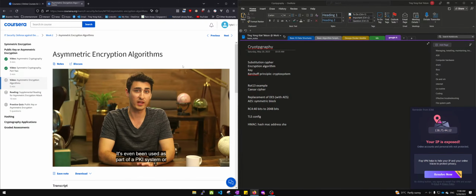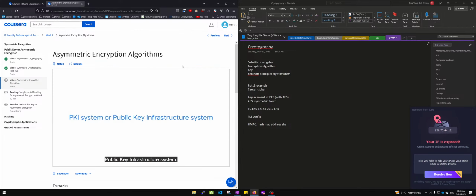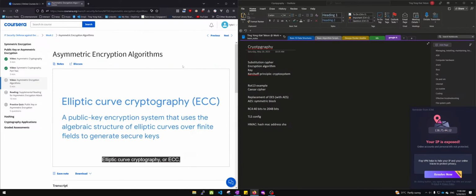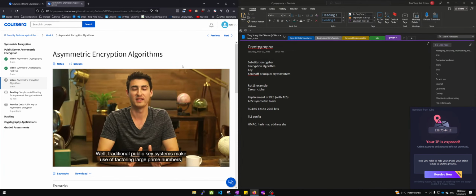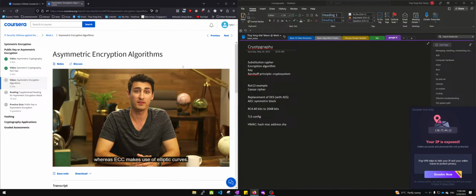It's even been used as part of a PKI system, or public key infrastructure system. Elliptic curve cryptography, or ECC, is a public key encryption system that uses the algebraic structure of elliptic curves over finite fields to generate secure keys. What does that even mean? Well, traditional public key systems make use of factoring large prime numbers, whereas ECC makes use of elliptic curves.